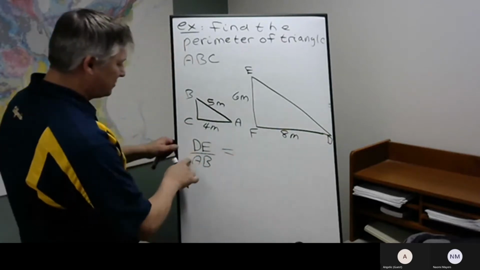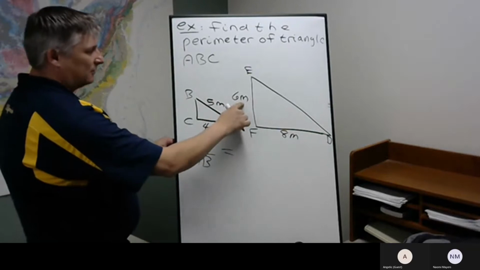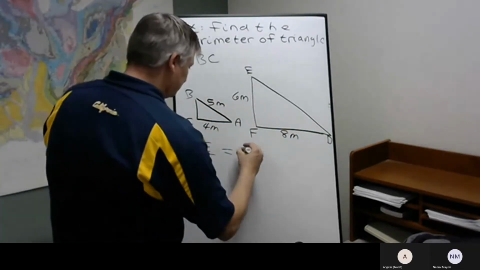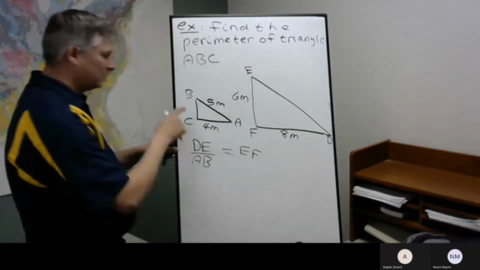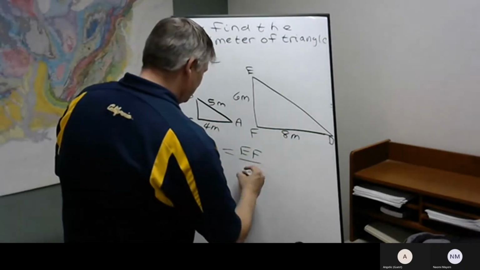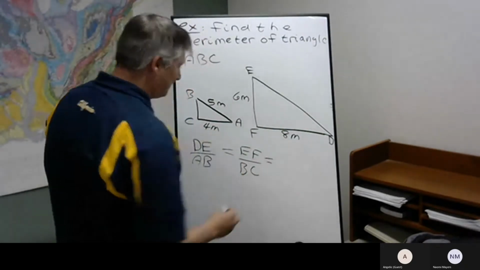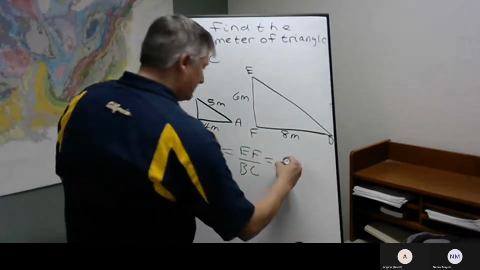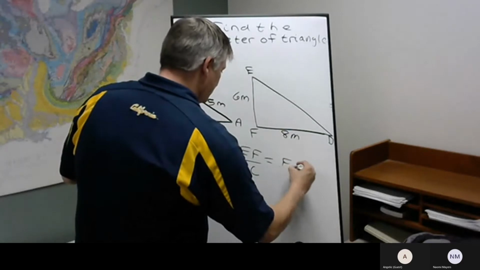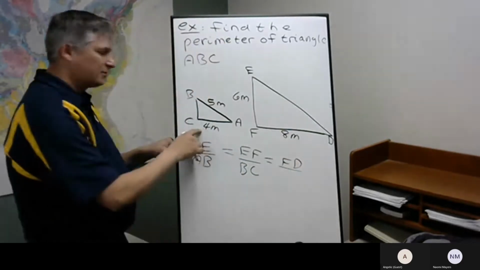So larger incline, smaller incline, larger back over smaller back. And then larger base, smaller base.